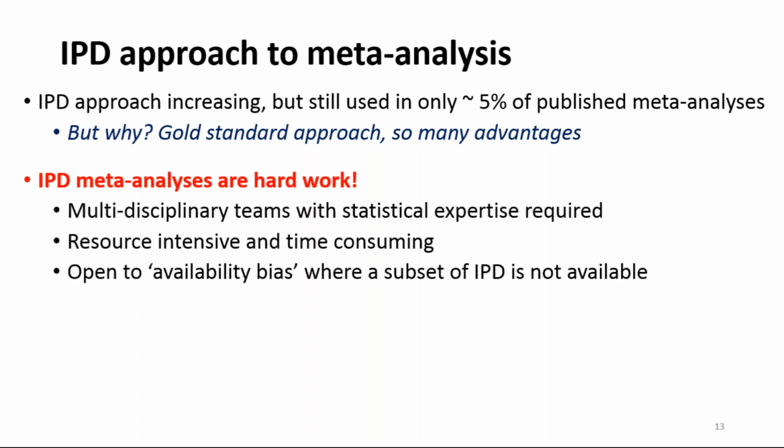This kind of technique requires a multidisciplinary team with statistical expertise, and it can be expensive. A lot of resources are required to put together a team with the necessary expertise to do this. This sort of work is also very time consuming. I'll be describing some of the examples that I've worked in over the next few slides, so I'll try and point out some of the key dates to indicate just exactly how long this sort of work takes. And also, very importantly, I'll be coming back to this at the end of the webinar about what to do when all of your data is not available. IPD meta-analyses are open to what I'm going to call availability bias, and I'll talk about this more later on.